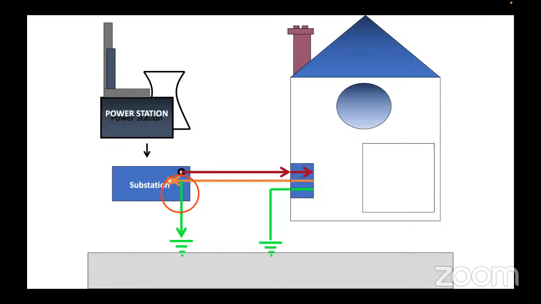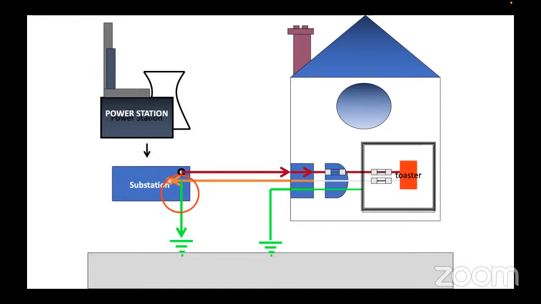The earth is basically a wire which is dug into the earth. The earth is a huge conductor. So the neutral wire is attached to an earth at the substation. And at home, the earth is attached to the body of the equipment, which we normally have. I will talk about that in a minute, because knowing about earth is equally important for safety.